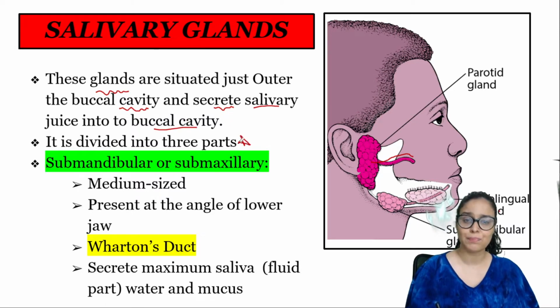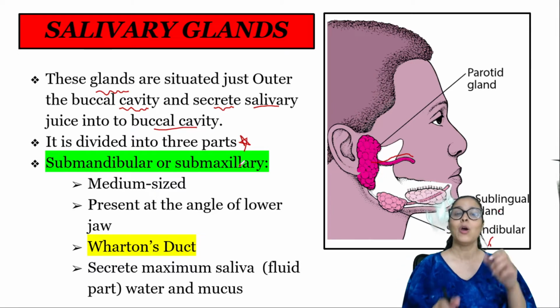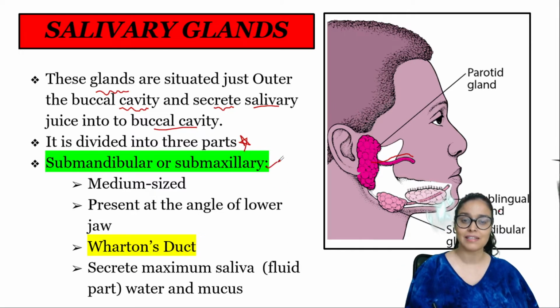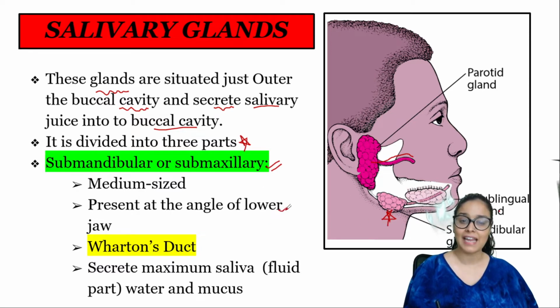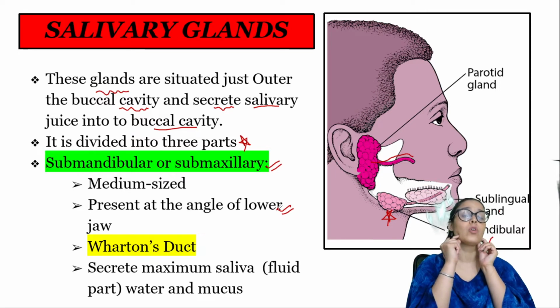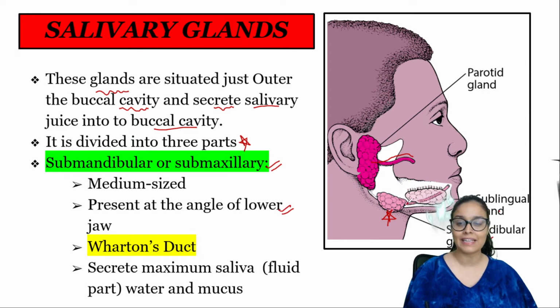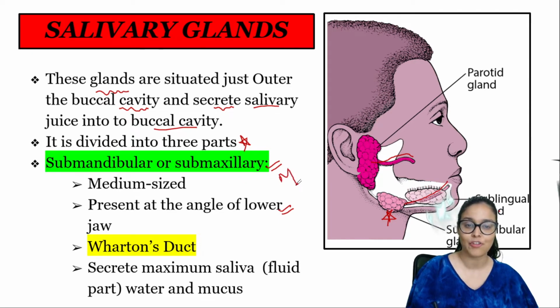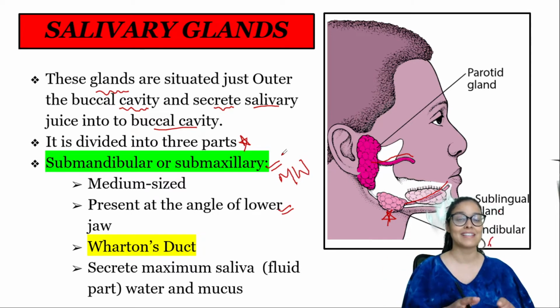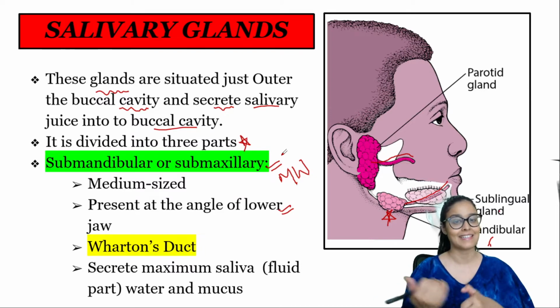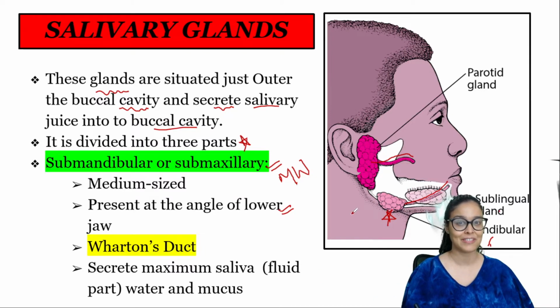So we are having 3 pairs of salivary glands, we know. One is the submandibular, submaxillary, medium in size, and it is present at the jaw angle, as we can see in the diagram. So it is present at the angle of the lower jaw, as seen in the diagram, and it will be opening in the buccal cavity via the Wharton's duct. So this is how you have to remember: M for mandibular, its opposite W, W for Wharton duct. So obviously its duct name is Wharton duct that secretes the saliva directly in the buccal cavity.